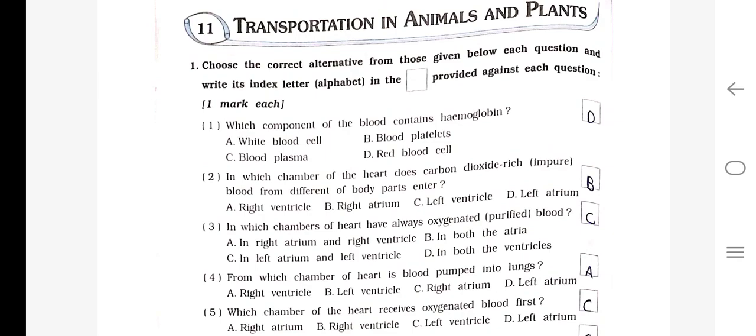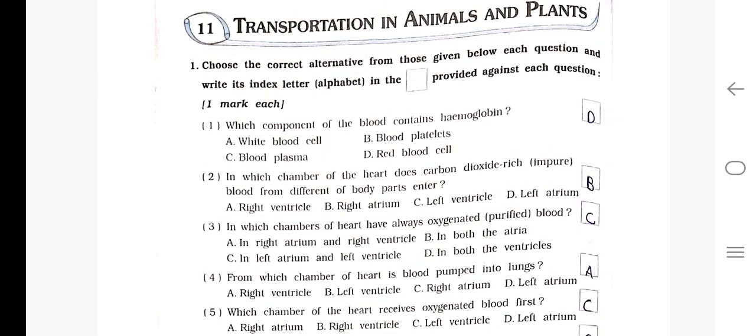Number 3. In which chambers of the heart is there always oxygenated purified blood? A. In right atrium and right ventricle. B. In both the atria. C. In left atrium and left ventricle. D. In both the ventricles. So answer is C. In left atrium and left ventricle.